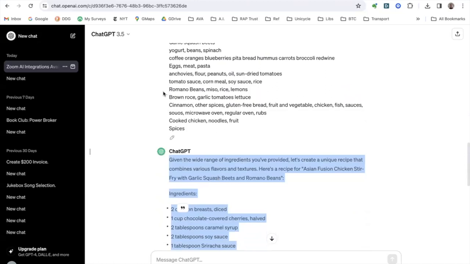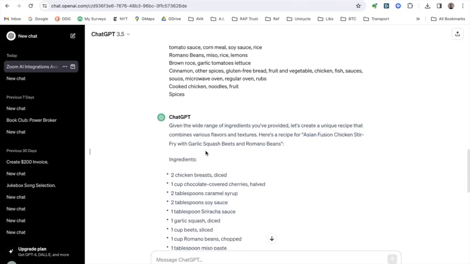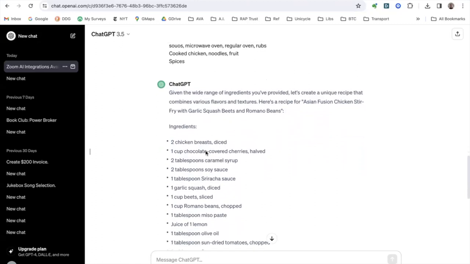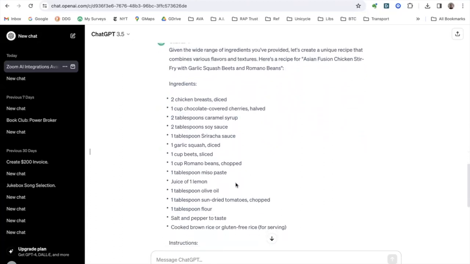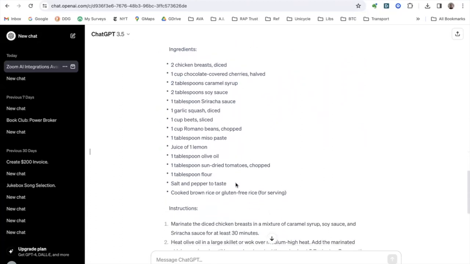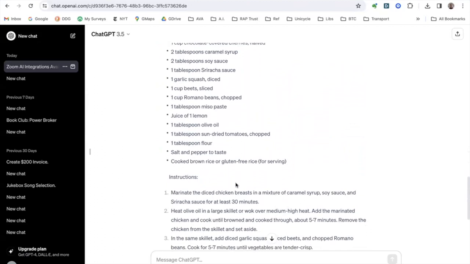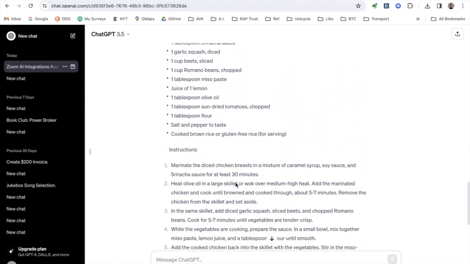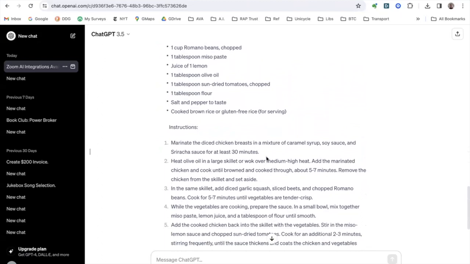Let's see if I can get that into the chat. Still too long. Oh, I'm sorry, folks. I didn't know that. Okay, well, we'll just go through it a little bit. Okay, so yeah, Asian fusion chicken stir fry with garlic, squash, beets, and Romano beans. I'll tell you what I'm going to do. At the end of this whole thing, I'm going to copy all this crazy stuff out and put it on my website and send you that link so you can see this stuff, in case somebody really should try to make this thing. Let's each make a different one, and then we can have a party.